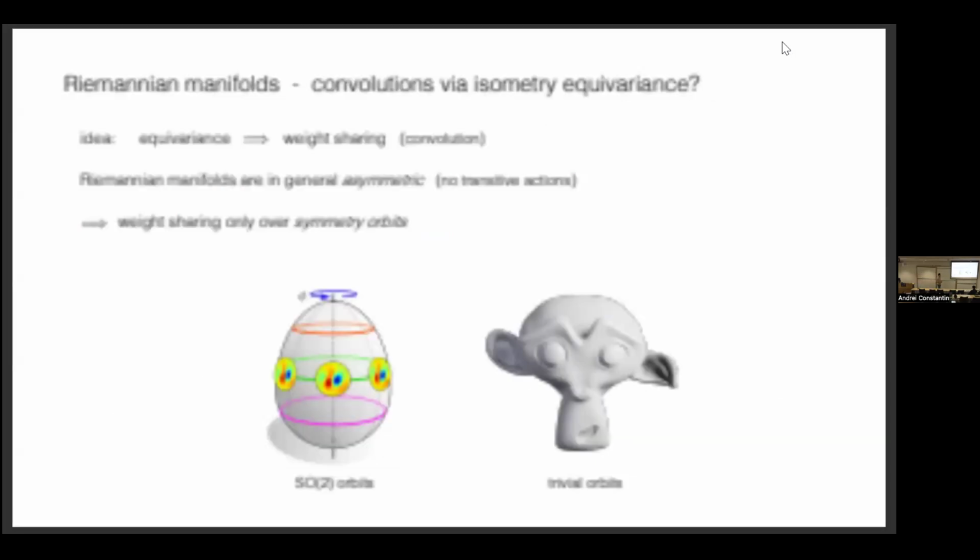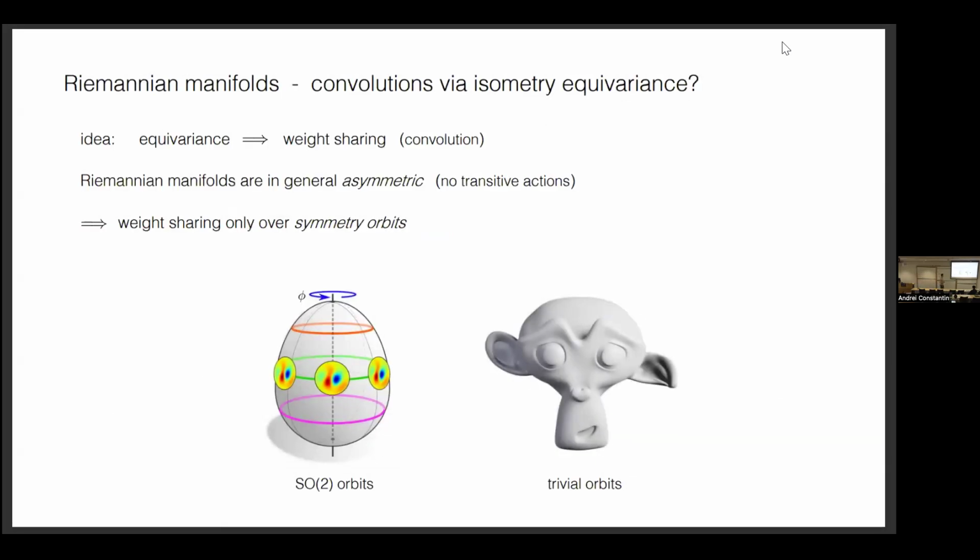And then I just quickly mentioned before I stop, for Riemannian manifolds, we would in principle like to apply the same idea that we start with equivariance and derive weight sharing from it. But the issue here is that Riemannian manifolds are in general asymmetric. So let's say we have this egg here, then you have rotations around that egg, which means you get weight sharing on these symmetry group orbits, but they are not transitive any longer, so you won't get weight sharing between different orbits. And if your manifold is completely asymmetric, you don't get any weight sharing, so that doesn't bring you any further.